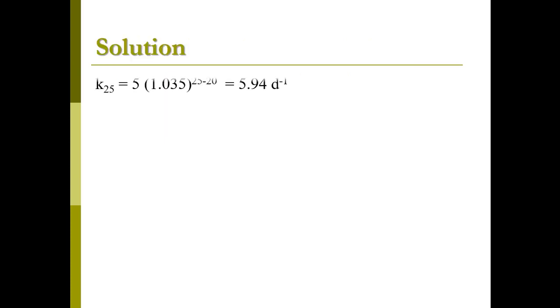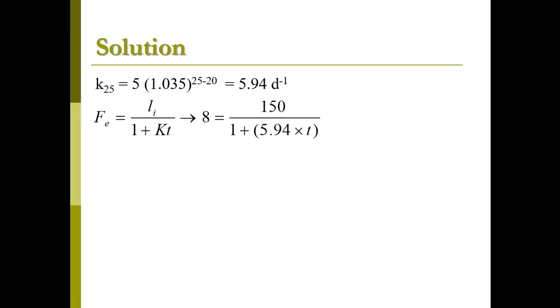Okay, let's start. First we have to convert K20 to K25. Using this adjustment equation, K25 equals 5.94 per day. Then using the equation Fe equals Li over 1 plus Kt, this is to calculate the dissolved BOD effluent. Fe equals 8 is given, after the lagoon. Li is 150, so we can calculate the T. T is the hydraulic retention time. This hydraulic retention time should be the same for the aerated lagoon and the maturation pond. So HRT from the equation is 3 days.